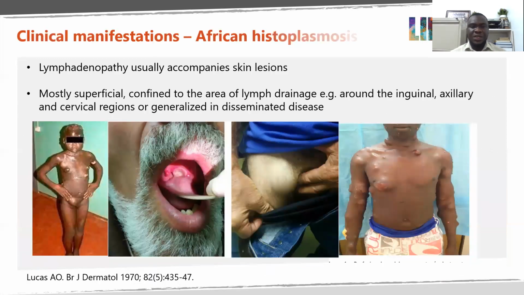Skin lesions are usually accompanied by lymphadenopathy or lymphadenitis, and they are mostly superficial, confined to an area of lymph drainage, or may be generalized when the lesions are disseminated.